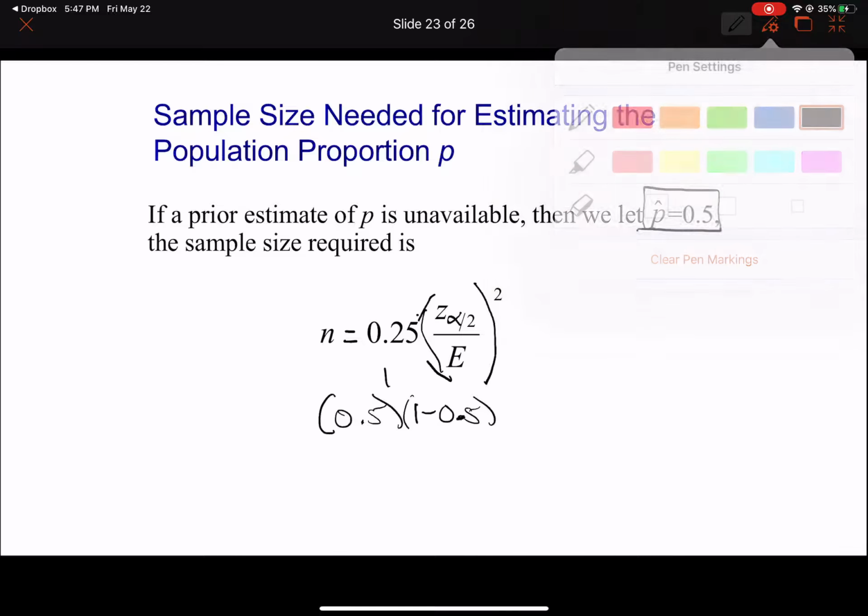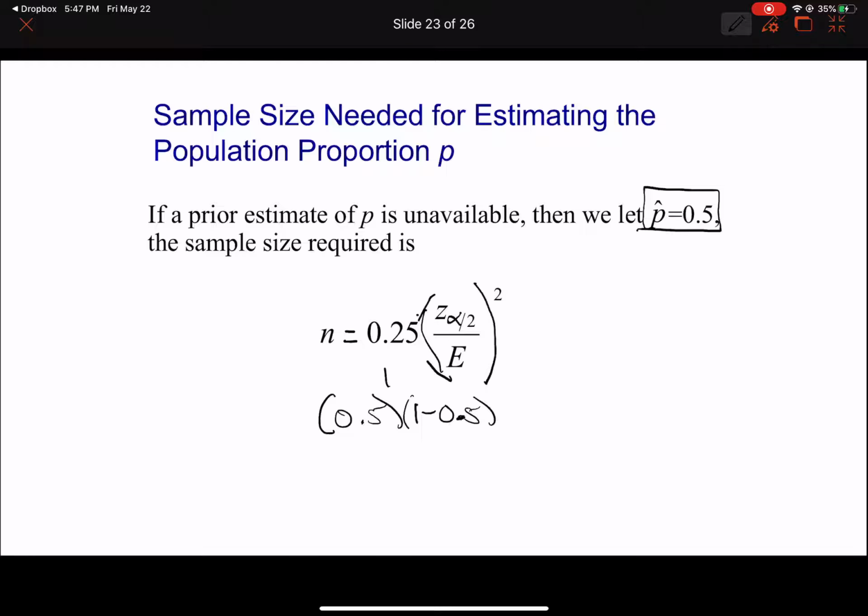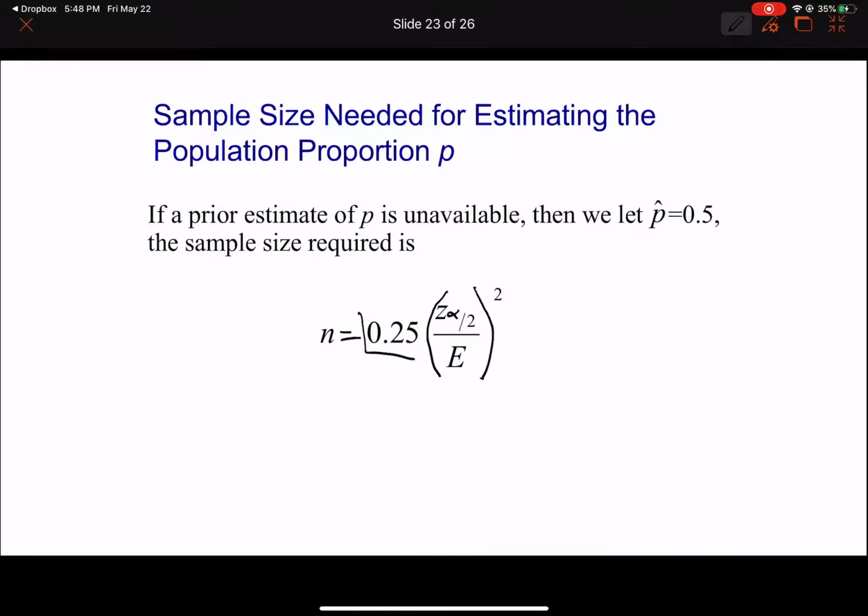So once again, if a prior estimate of p is not available, we're going to use 0.5, and we're going to use the same formula. I'm going to make this a little bit prettier, hopefully. We're going to use the same formula, but we're just going to put 0.25 here instead of a prior estimate because we don't have a prior estimate. So if you're using this type of math on your final project, if you can't find another study doing the same thing as you, just use 0.25. All right.